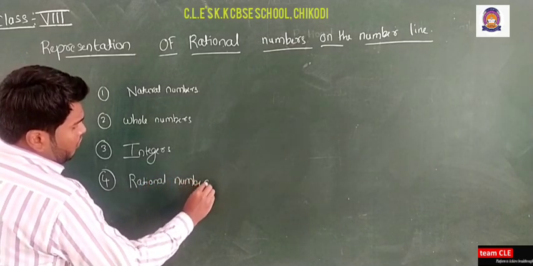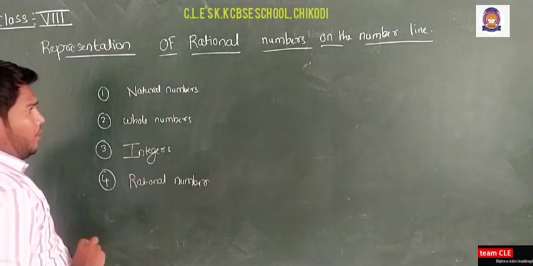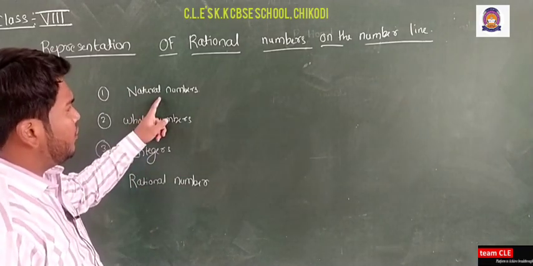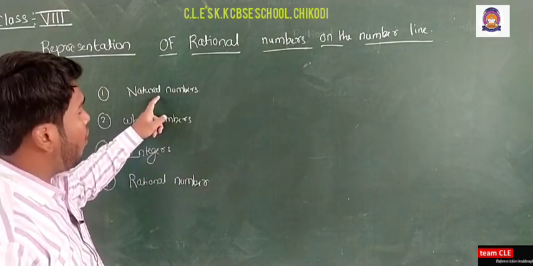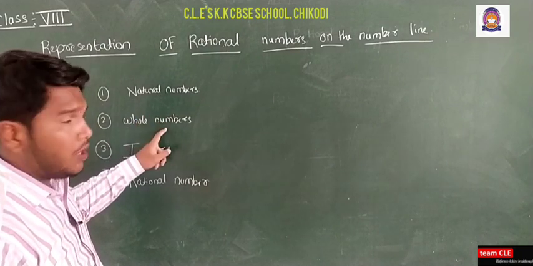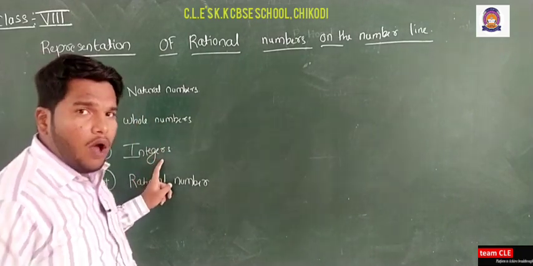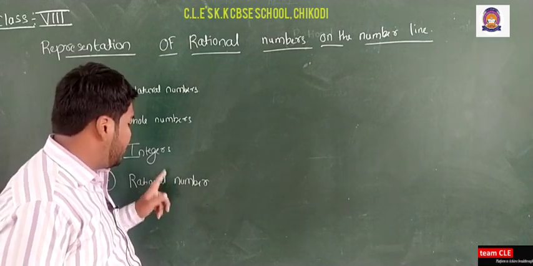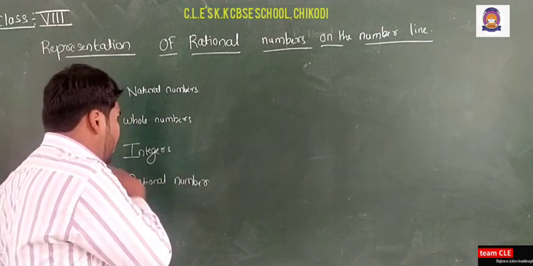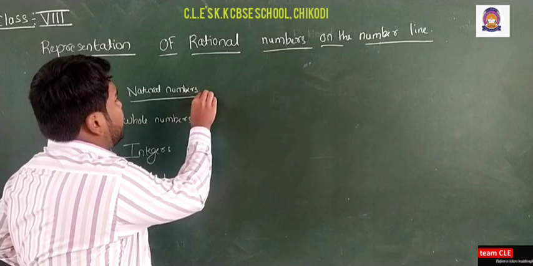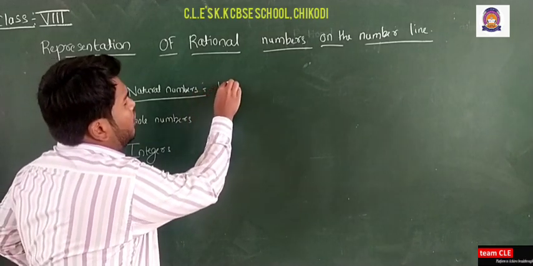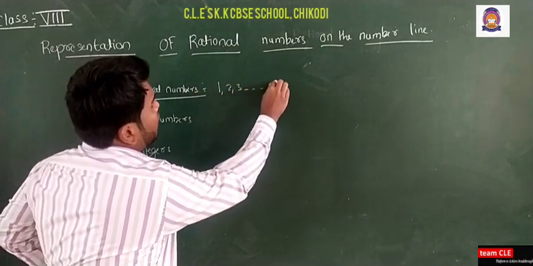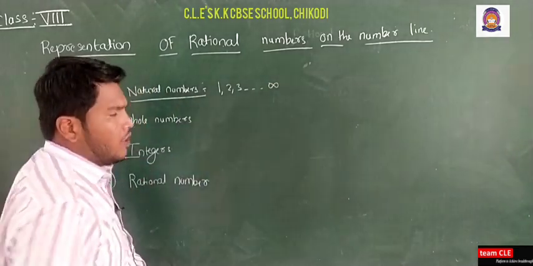To clear rational numbers on the number line, first we'll see how to plot natural numbers, whole numbers, and integers on the number line. Then we'll see the rational numbers. Natural numbers means the numbers starting with 1, 2, 3, and so on up to infinity. Such numbers are called natural numbers.